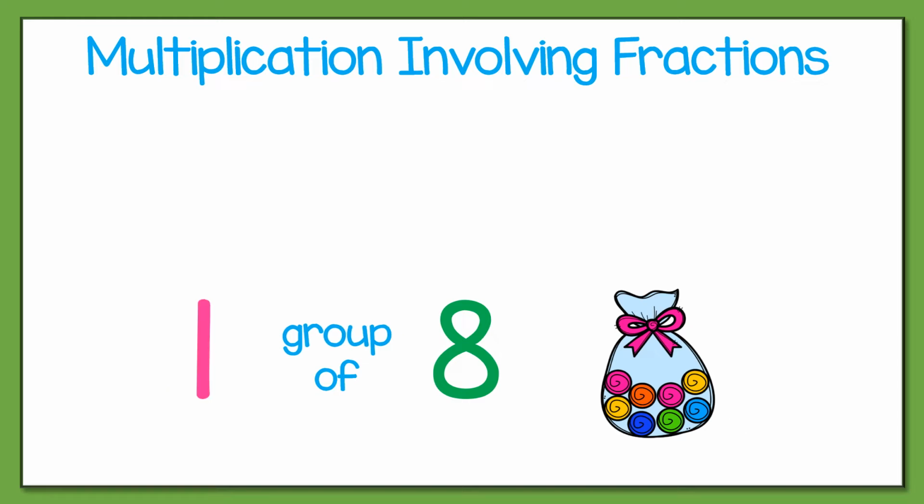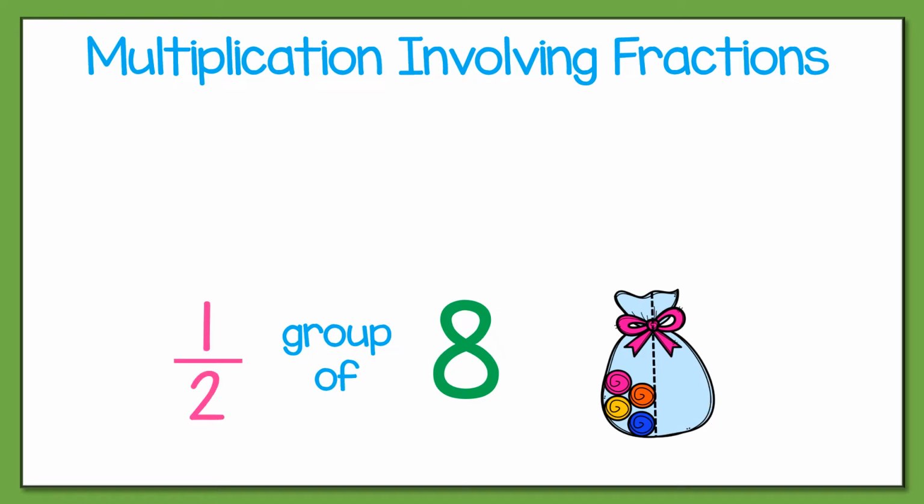Now let's see how that language changes when I only have one group. On this slide, you can see it says one group of 8, which is a total of 8. My language changes very slightly from "groups of" to "group of" because I only have one group of something.